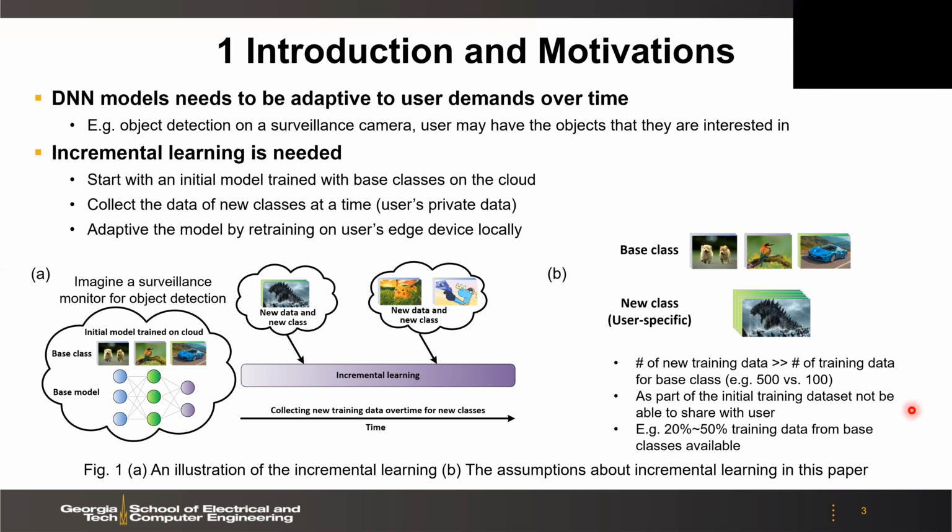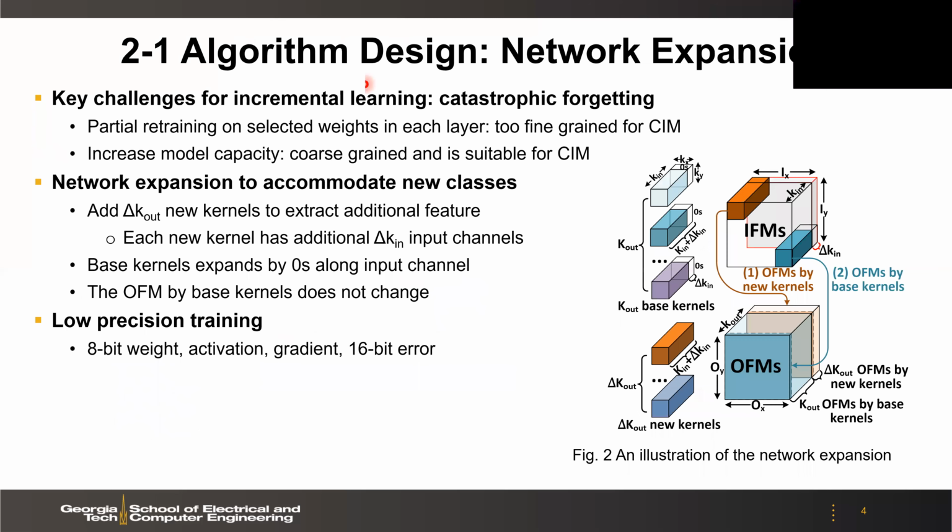In this work, the incremental learning is defined as adding new classes into a pre-trained DNN model that initially supports some classes, which is termed as the base class. We assume that only part of the training images of the base class is available. The key challenge for incremental learning is catastrophic forgetting. One solution is to retrain the selected weights in each layer. However, it's too fine-grained for computing memory technology. The other way is to increase the model capacity, which is coarse-grained and therefore is suitable for computing memory.